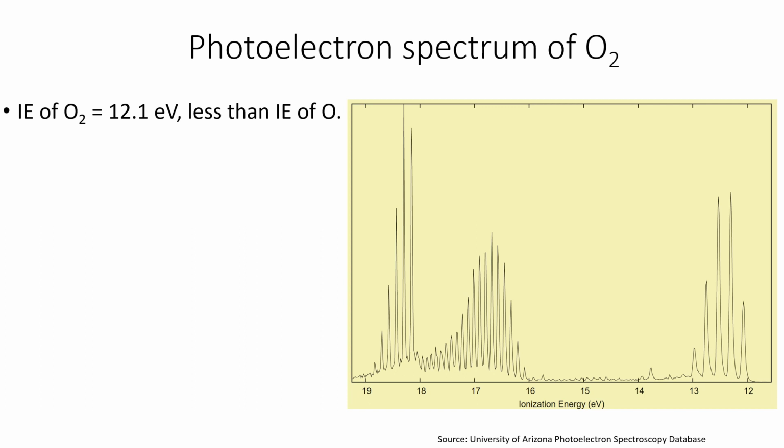What's interesting is that the ionization energy of the O2 molecule is less than the ionization energy of an oxygen atom. This really goes to show that the electron you're ionizing in an oxygen molecule must be an antibonding electron. That's to say, it must have a higher energy than the non-bonding state in the atom.